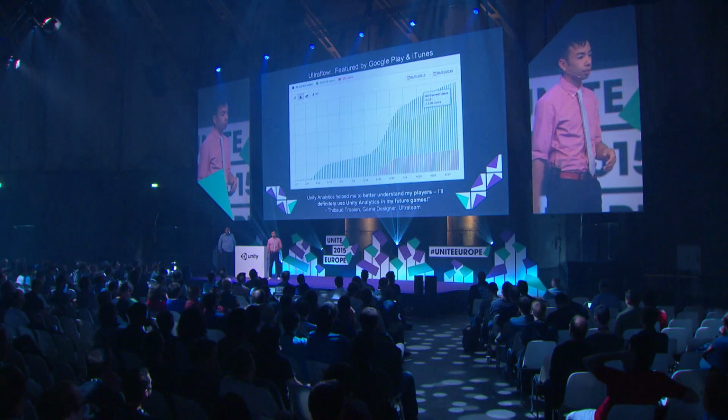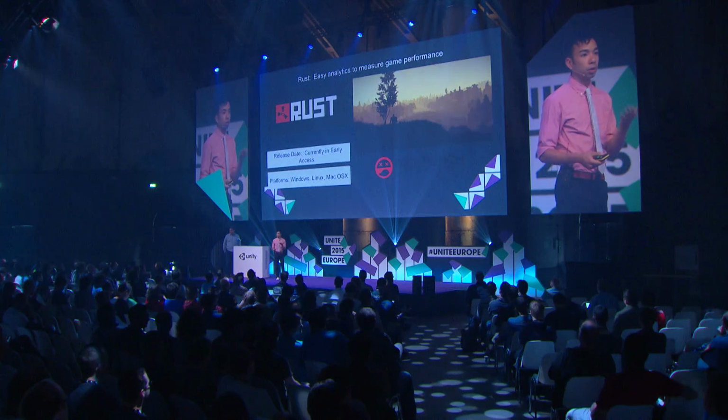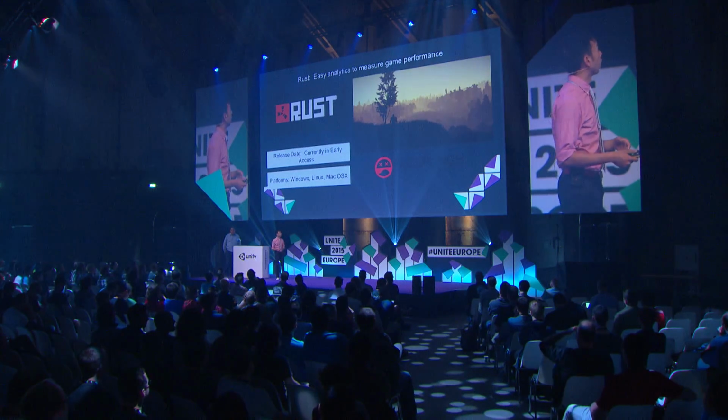Now, this last example I'm going to go over is about a desktop game called Rust. It's currently in early access, and it's developed by Facepunch Studios. It's available on Steam, so you guys should definitely check it out. UltraFlow is also available on iOS and Android. You guys should definitely check that out as well.